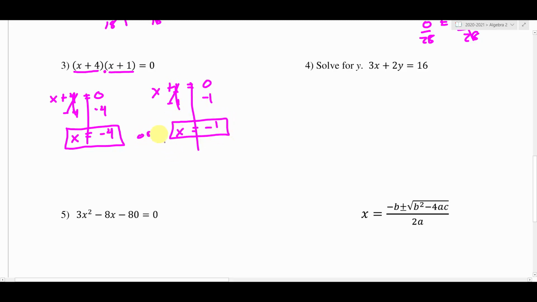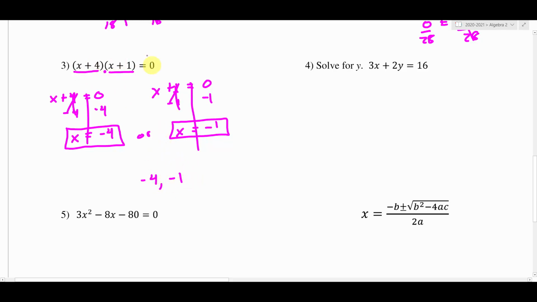Okay, so we need both of these to get full credit. All right, so if you see one like that on MyOpenMath, they'll probably have you enter in the answer like this. So you'll say negative 4 comma negative 1 to get both solutions in there, and you just separate them with a comma when you get there.